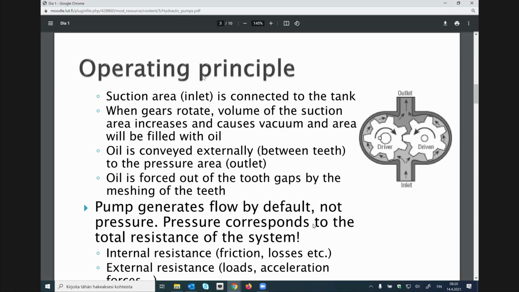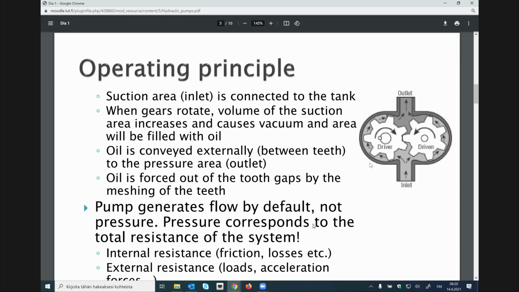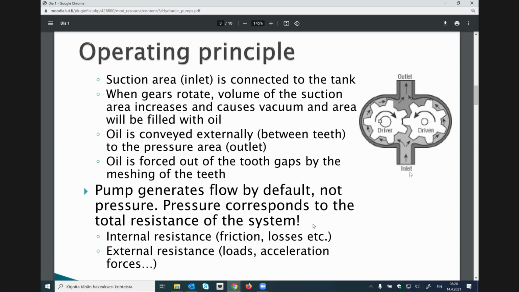So, the general operating principle of a pump. In the picture you see an external gear pump, and the oil container is somewhere here, and this is pumping oil upwards. There are two different gears that mesh each other, the driven one and the driver one. While they are rotating, they are transporting a small amount of oil from the inlet side to the outlet side.